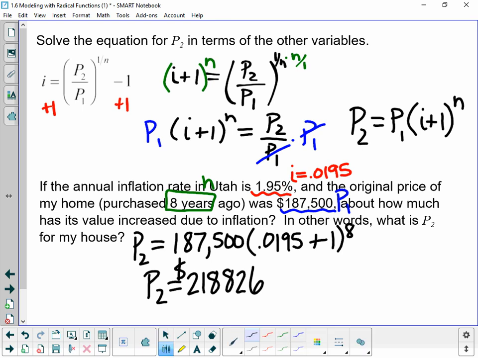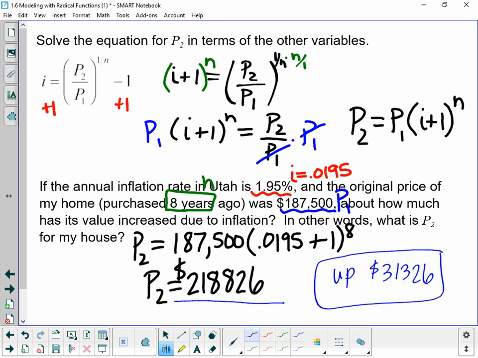If you were wondering how much its value had increased, you would just subtract that original value to find that the price had gone up by $31,326. So here's the new value.